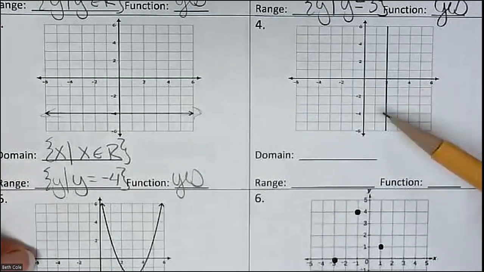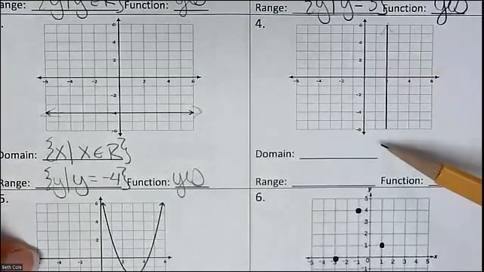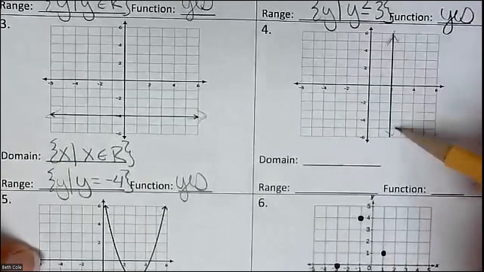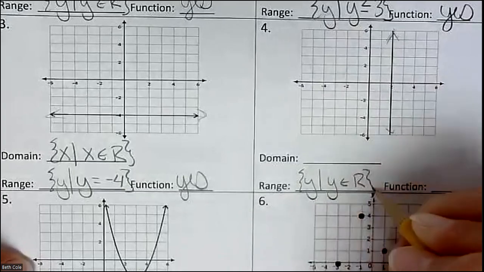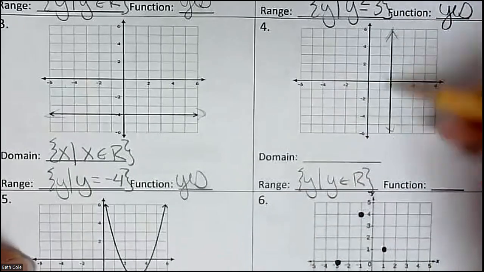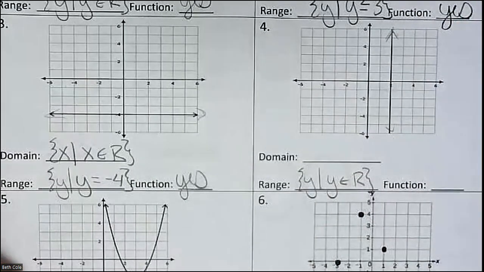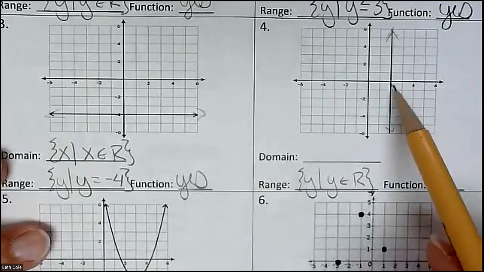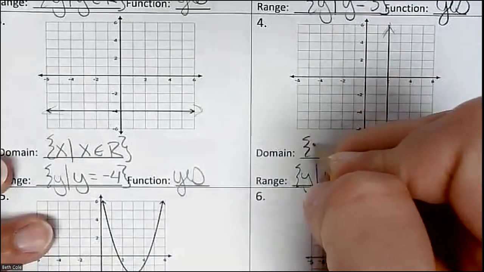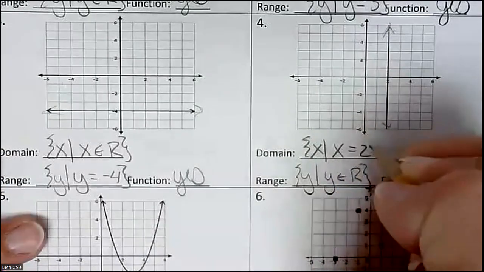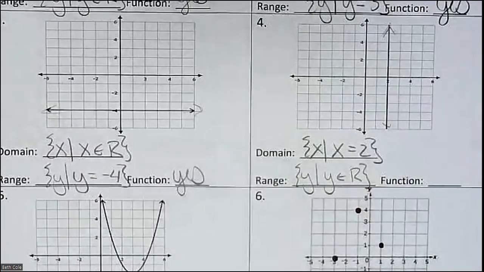All right, this one's the opposite of that. It's a vertical line. So your range is going to be all reals. Do you see how it goes upwards and downwards forever? Your y values go forever in both directions. But your domain, what's the only number that's in the domain? 2 is the only number in the domain. So you just put x equals 2. It's the only number that you get.